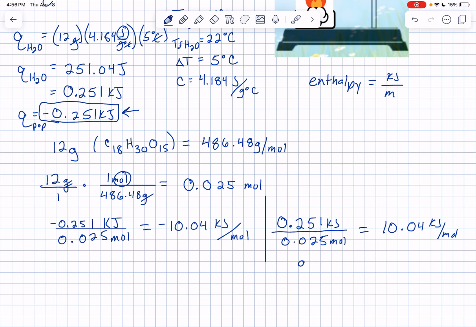So this is gained by consuming popcorn, and this is released by the popcorn. And that's how you determine enthalpy by using calorimetry.